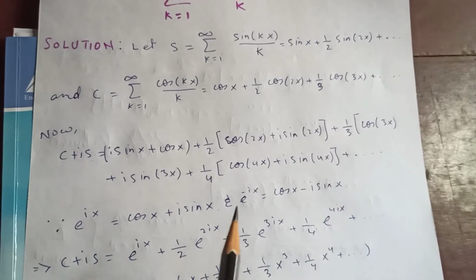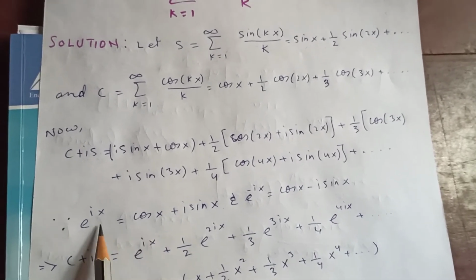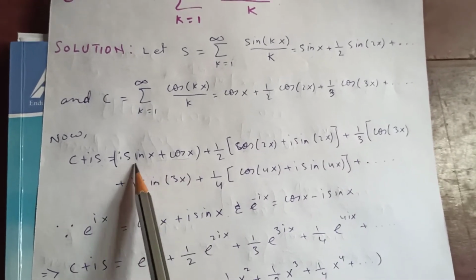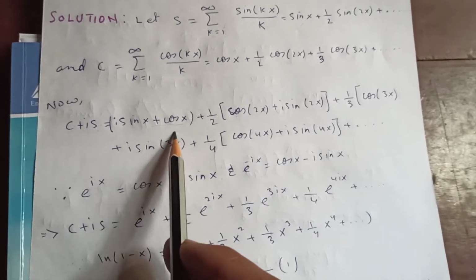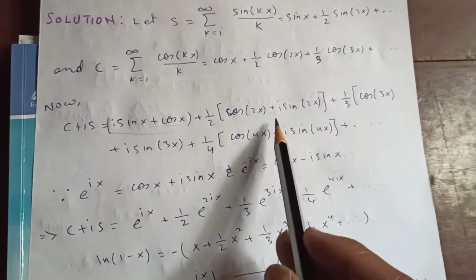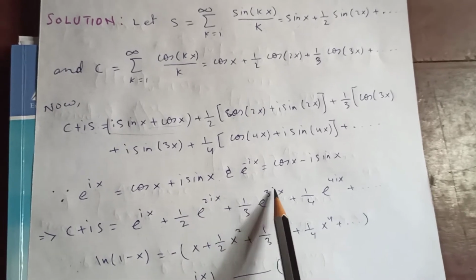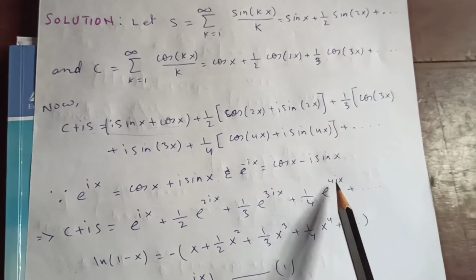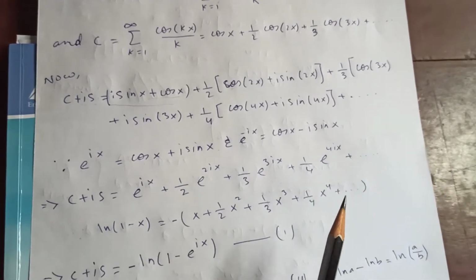Now we are going to use the Euler identity, or Euler formula, e^(ix) equals cos x plus i sin x, which is exactly the same. So C plus iS is e^(ix) plus 1/2 e^(2ix) plus 1/3 e^(3ix) plus 1/4 e^(4ix) plus and so on. The next term will be 1/5 e^(5ix), and it will go on.